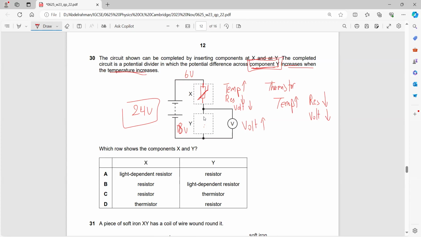So now X has to be a thermistor and Y could be just a simple resistor. Okay?